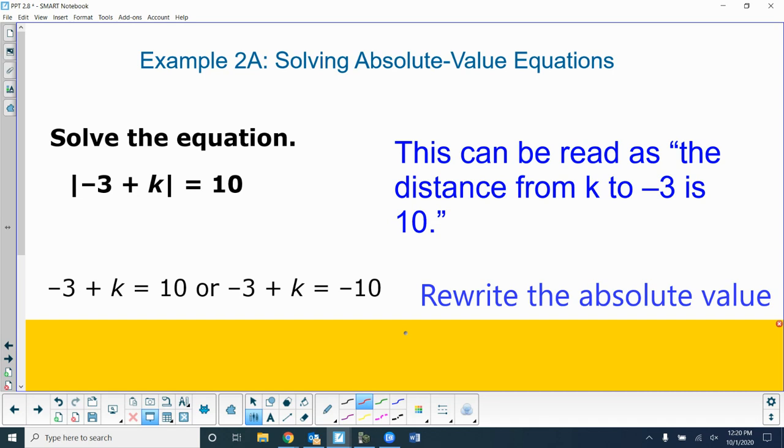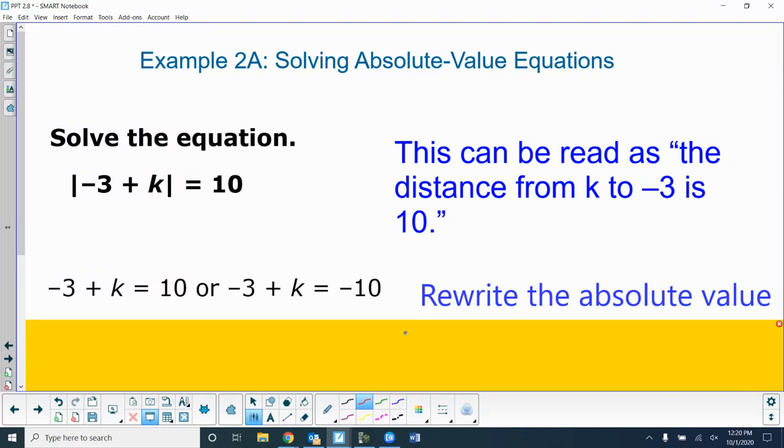Now, when you do these, it has to be absolute value of something equals a number. There can't be any other numbers on this side outside of the absolute value symbol. If there are, what are you supposed to do with them? Move them over first. So from here, you're just going to add 3 to both sides.